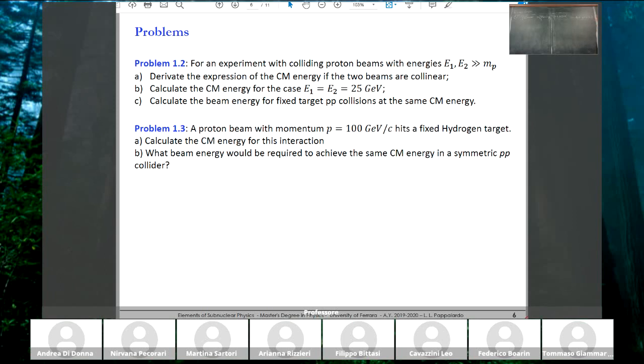All right. So now we use our result. We don't have to derive more. So we know that the square root of S is given by the square root of twice m_p times the energy of the proton in the fixed target. This is approximately equal to the square root of twice times 0.938 GeV times 100 GeV. And the result is about 13.7 GeV. This is the center of mass energy for this accelerated process.